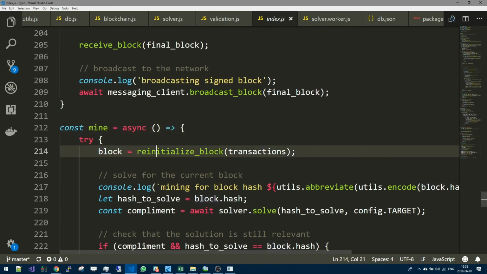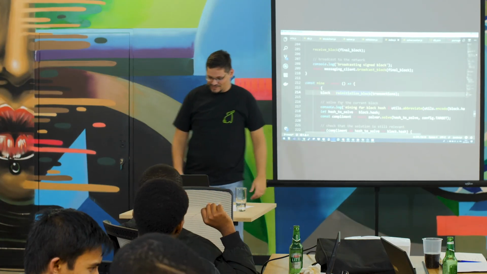So it's got block, reinitialize block. Okay, I'm just going to stand up because this is not working. Apparently, I'm meant to stand.